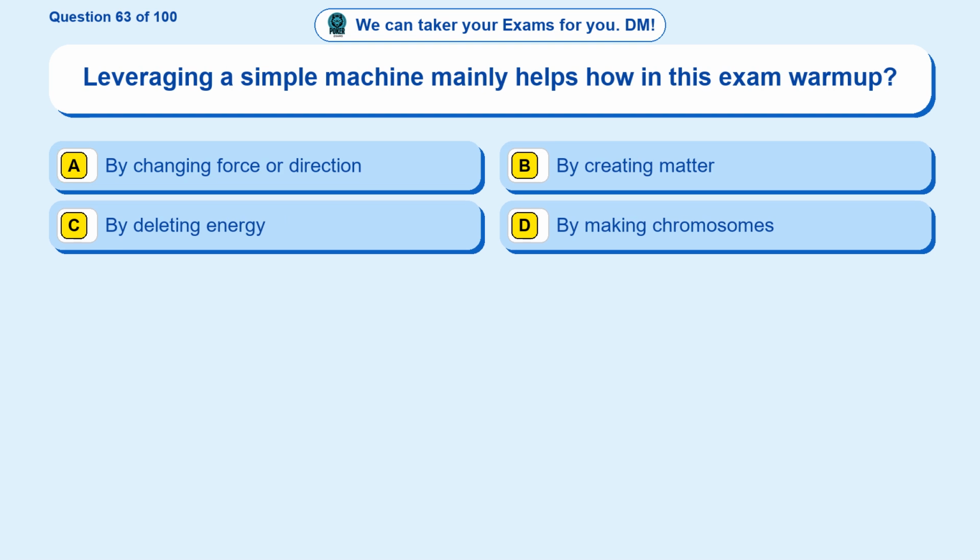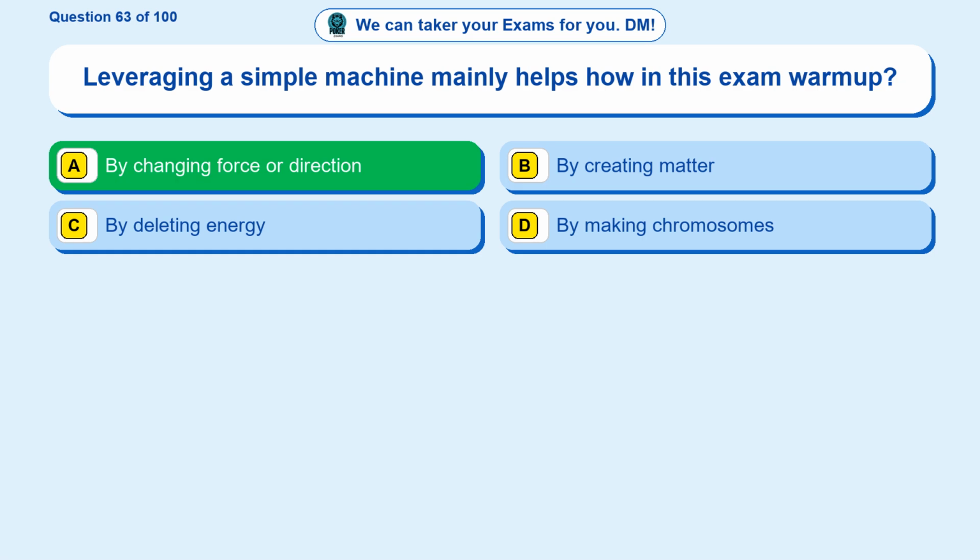Question 63. Leveraging a simple machine mainly helps how in this exam warm-up? Option A, by changing force or direction. Option B, by creating matter. Option C, by deleting energy. Option D, by making chromosomes. The correct answer is option A.